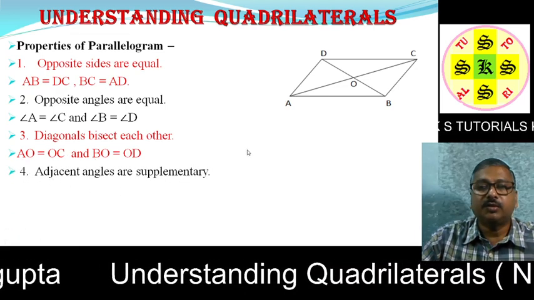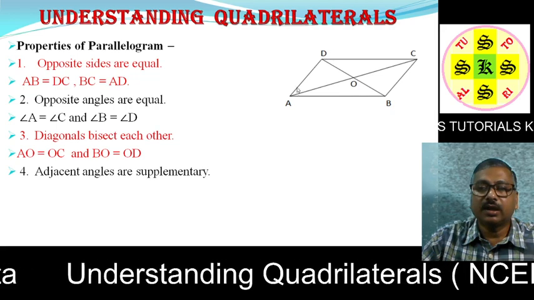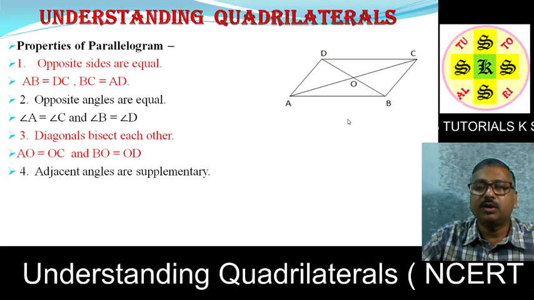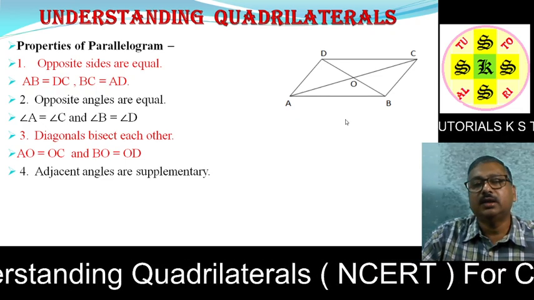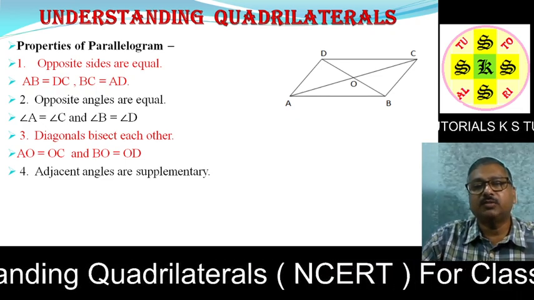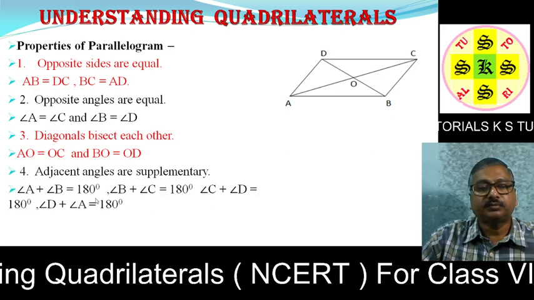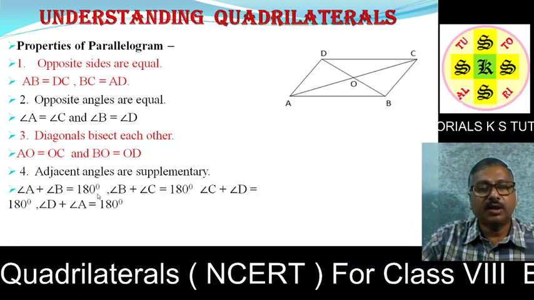Adjacent angles are supplementary. Now what is an adjacent angle? That is, angle A plus angle B equal to 180 degrees. You must know what is supplementary: the sum of two angles is 180 degrees, then they are known as supplementary angles. So angle A plus angle B is 180.